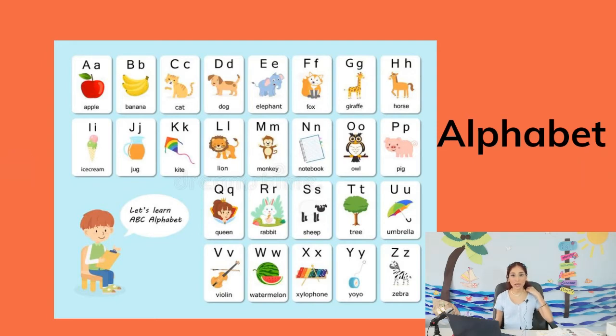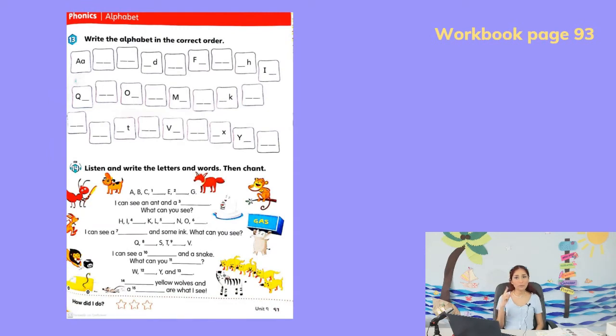So now we can do today's activities. For today, we just have one more page, and it's workbook page 93, and we have two easy activities. You just need to write the alphabet in the correct order. And you need to write in capital letter, this is the capital letter, and this is the lowercase. B, capital letter and lowercase. C, capital letter and lowercase. D, capital letter, and then the lowercase, and so on, all the way through the alphabet.